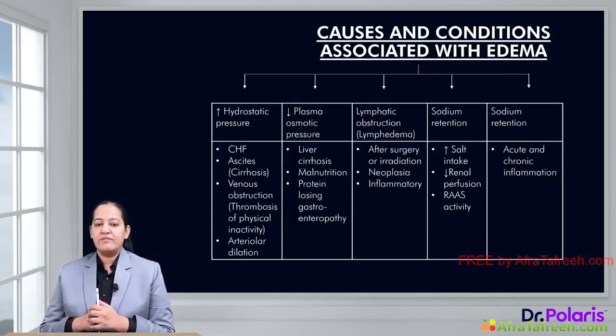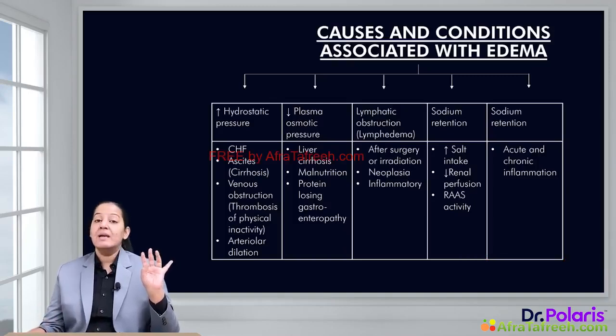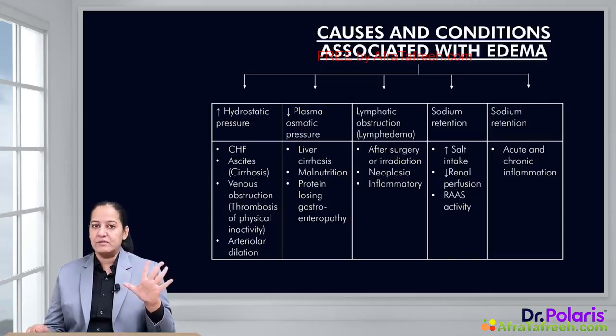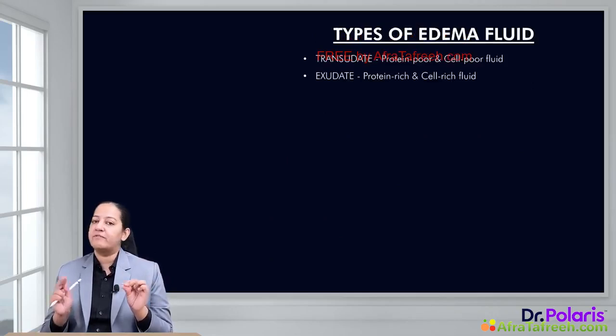So what are the 5 causes of edema? It is increased hydrostatic pressure, that is outward pressure, decreased oncotic pressure, that is inward pressure, lymphatic obstruction, the backup is obstructed, sodium water retention, and increased vascular permeability. The 5 causes of the edema along with their examples you must know. It is a very important topic for the exam.